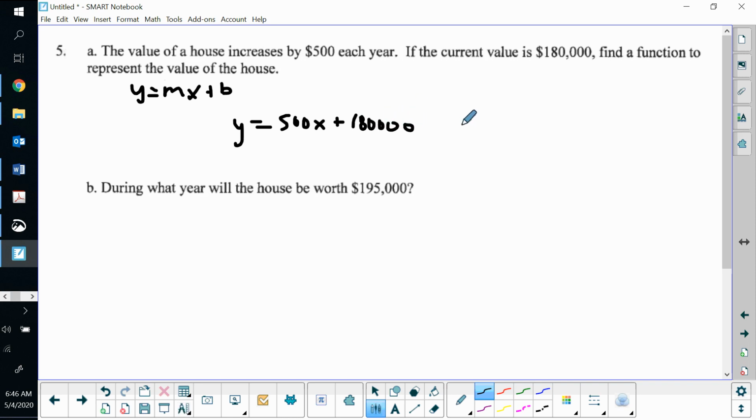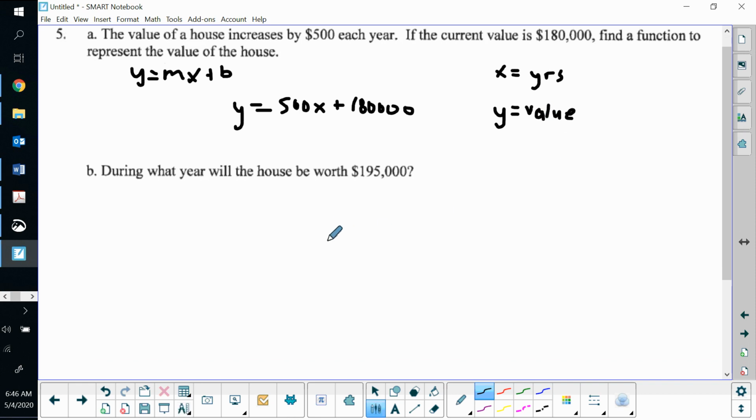Whenever you write an equation, tell what x and y represent. They didn't give us a calendar year here, so we just have years for x, and y is our value of the house. So we want to know when it's going to be worth $195,000. Well, that's a value, so we put it in for y.